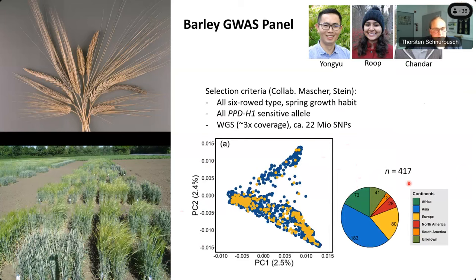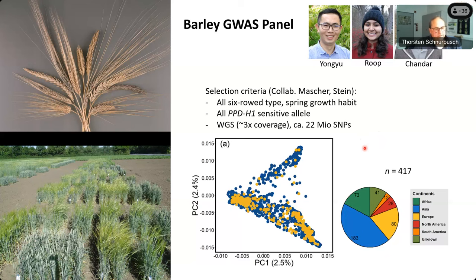It's primarily only six-row types in more than 400 genotypes, representing here the diversity space of barley from the continents you can see here, which have been included. And we have been sequencing these more than 400 accessions with approximately 3x coverage. And in the end we gathered around 22 million SNPs.